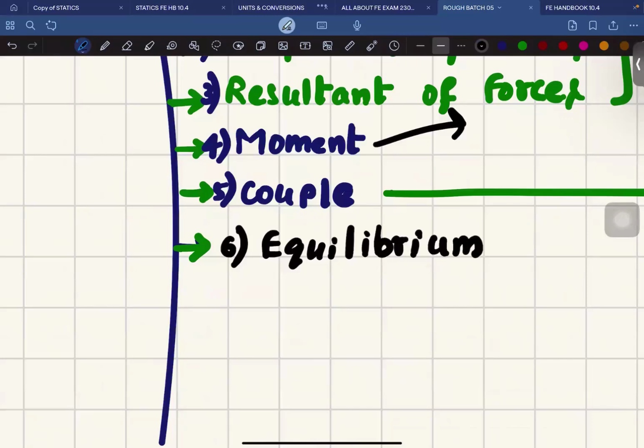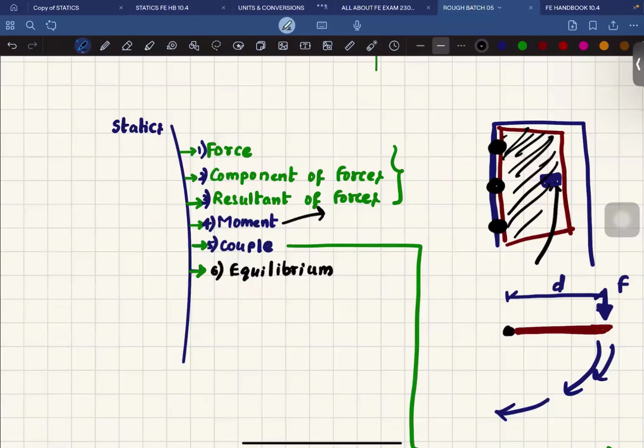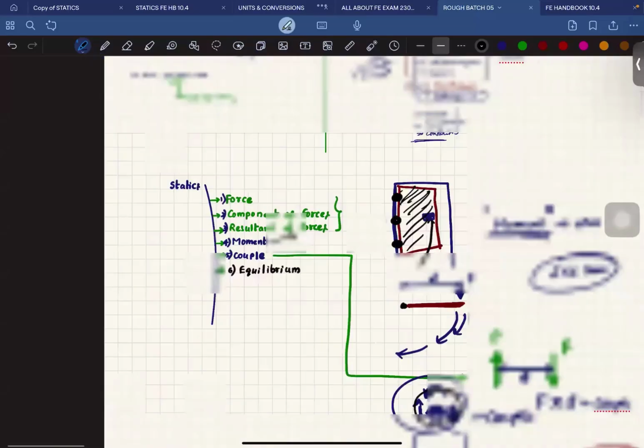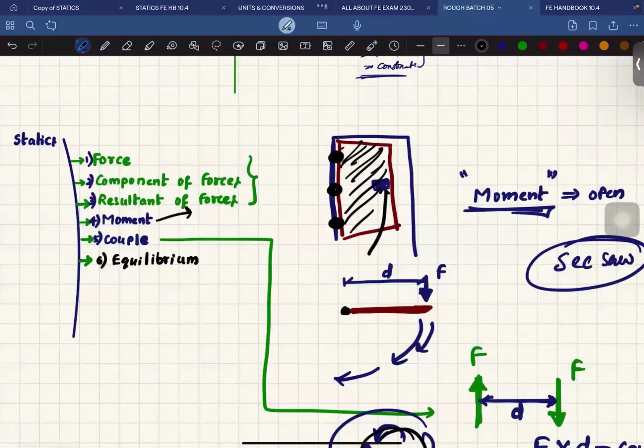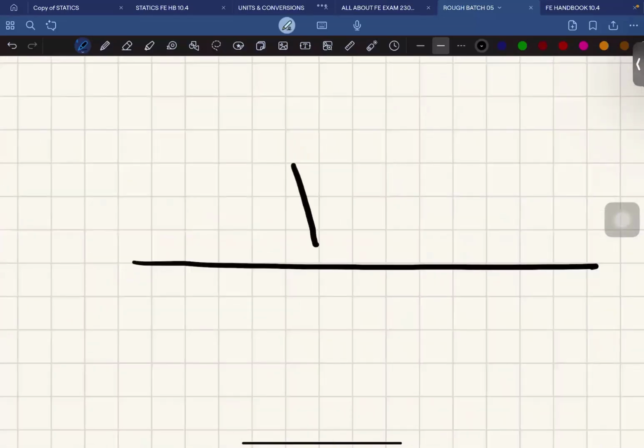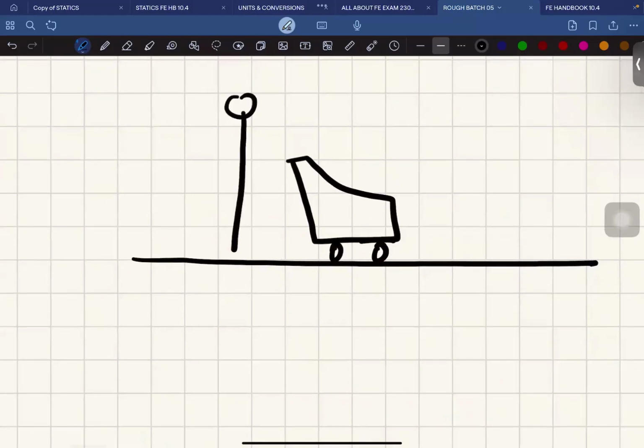Generally, when a body is at rest, we say the body is in equilibrium. Imagine you are in Walmart and there is a trolley with wheels like this, and you are trying to push it. You push with some force with your hand. My question is, will this trolley move or not? Yes, it will move. Because of the force, it will move.